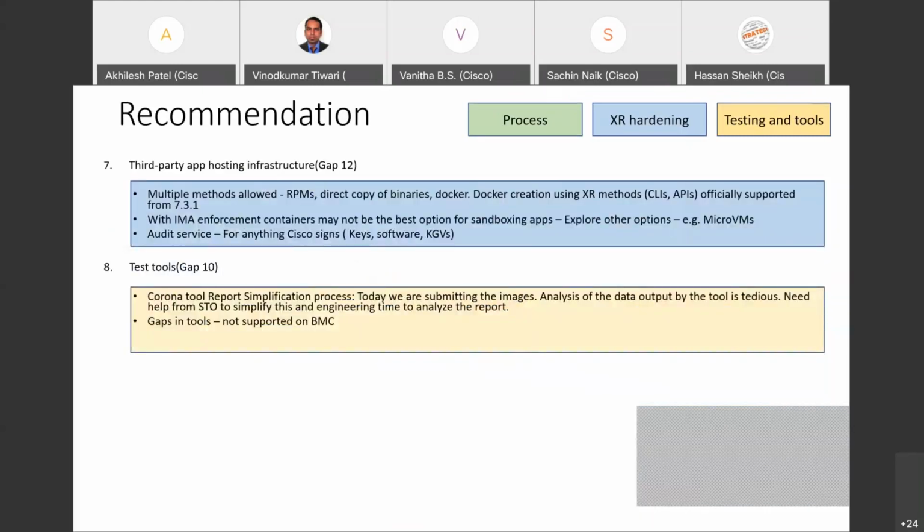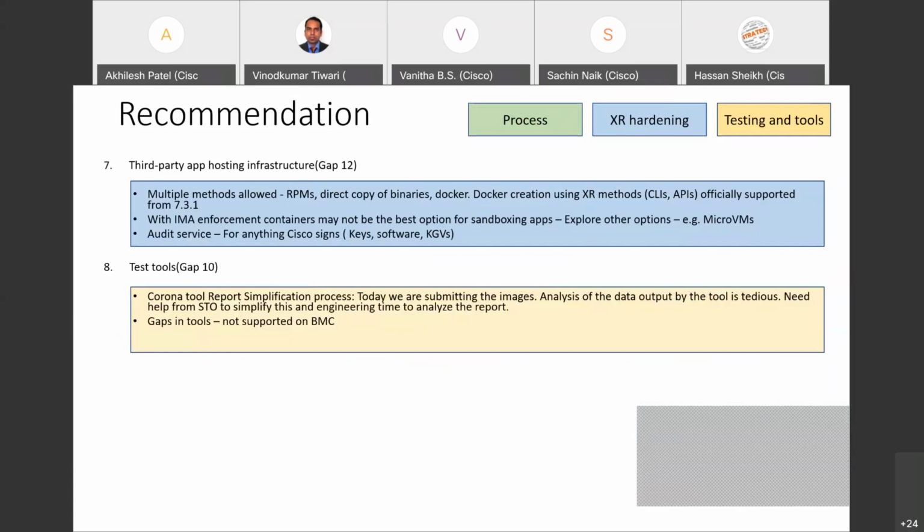Third-party app hosting, which has become a very flexible solution we are selling to the customer, also needs to ensure that it is devised in a secure manner. Testing tools have to be enhanced. Today, the Corona tool generates a report which is 32-bit data, and it is difficult to deduce a direct outcome. It needs analysis. The 32-bit data has to be untarred. So the output itself is quite tedious, what the tool gives.